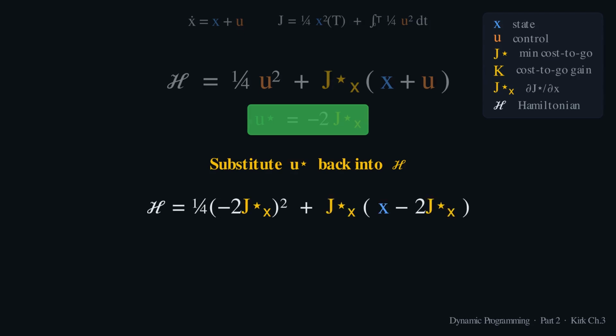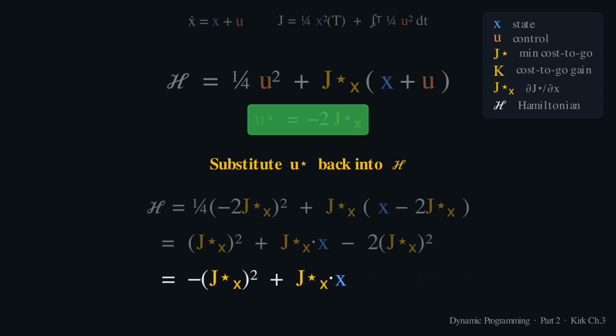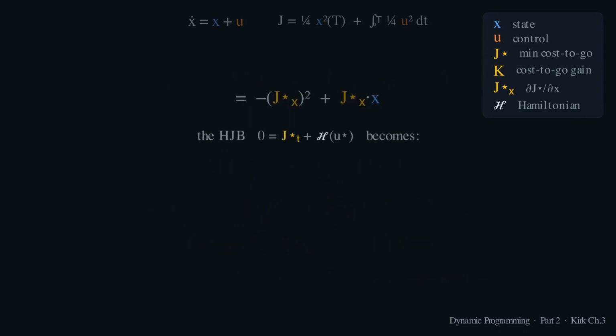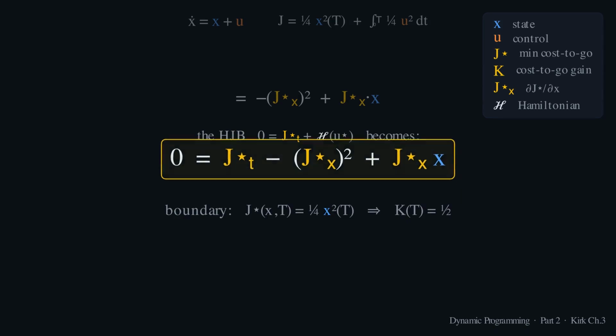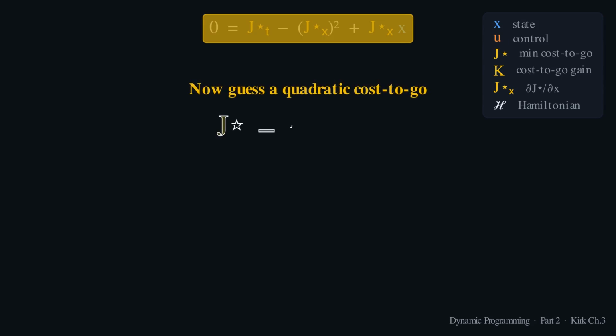Now the step the first cut of this video skipped, and it's the important one. Substitute that best control back into the Hamiltonian. A quarter of minus 2 gradient squared is gradient squared. The gradient times x minus 2 gradient gives gradient x minus 2 gradient squared. Add them and the squared terms collapse. We are left with minus the gradient squared plus the gradient times x. So the equation becomes 0 equals the time slope minus the gradient squared plus the gradient times x.